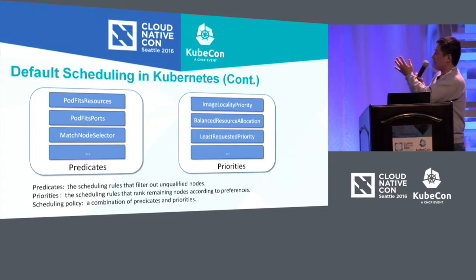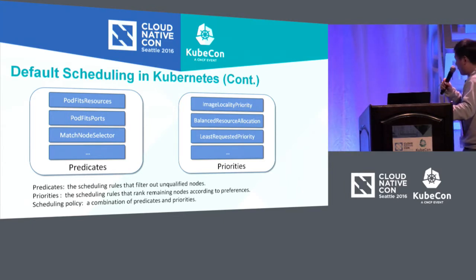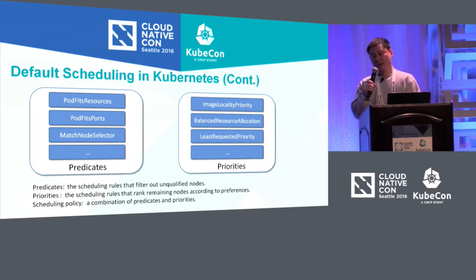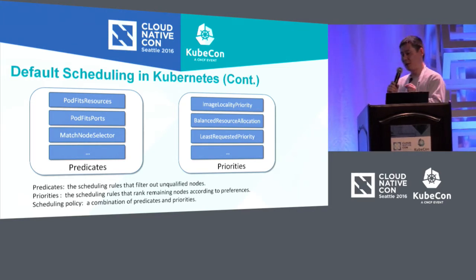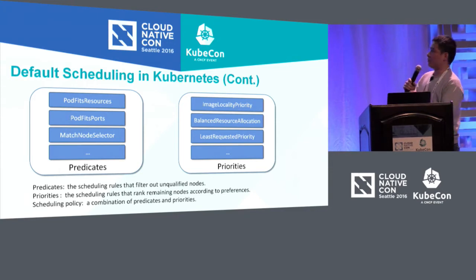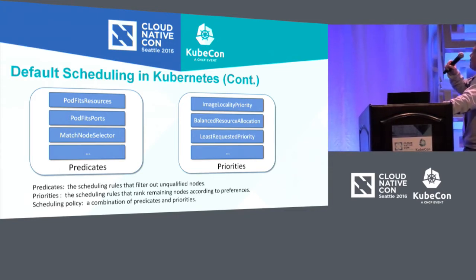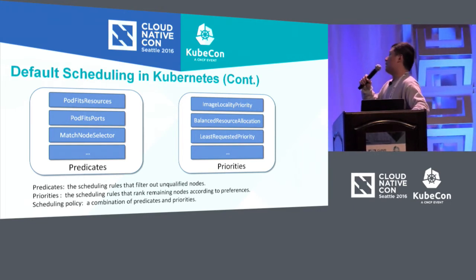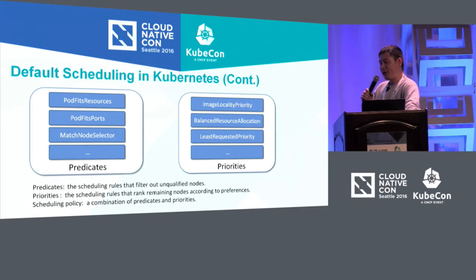Anyway, after the scheduler finishes the predicate stage, some of the nodes have been filtered out, and then the scheduler will run through the second stage, which involves the other group of rules called priorities. Each priority rule will give a score to a node candidate. This score indicates to what extent this node is preferred from the perspective of this rule. For example, here I list some most commonly used priority rules. Image locality priority. This one means if a node candidate has already downloaded the container images in its cache, then this node should receive a higher score.